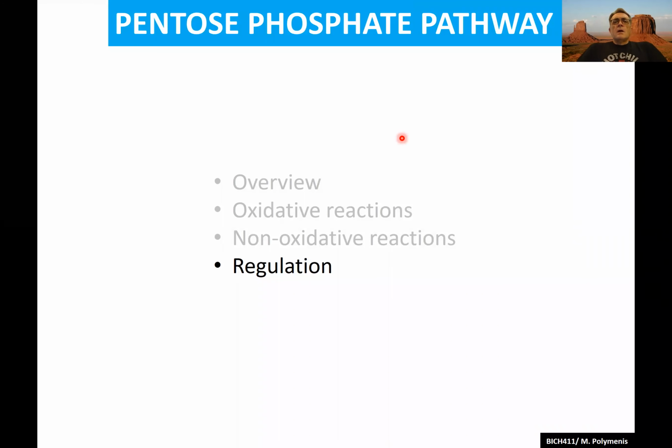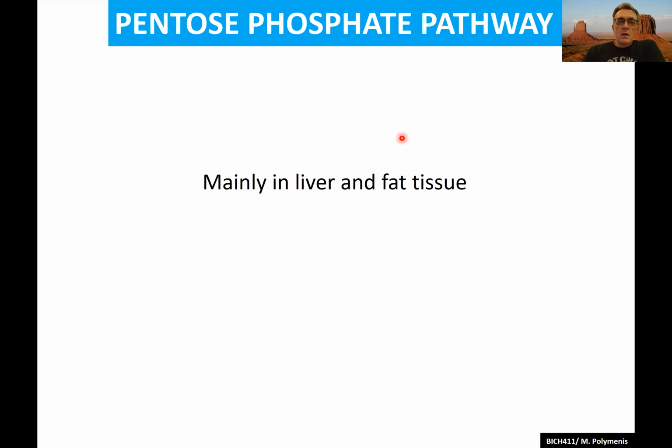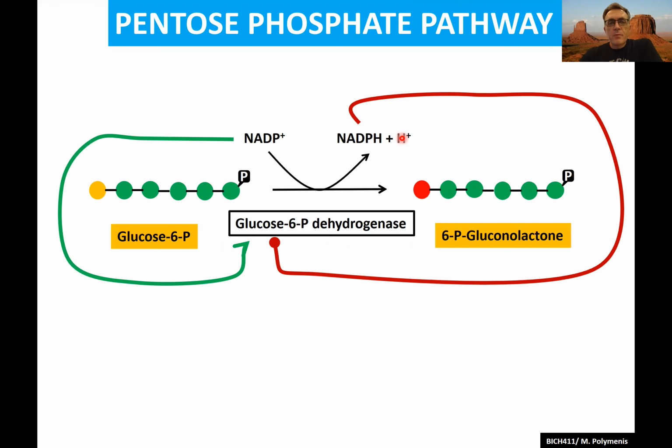Hi. Now we're going to talk about the regulation of the pentose phosphate pathway. I really like this pathway because, as you can see, it's extremely flexible, and you can adjust the output exactly how you want it, how the cell wants it. And so let's see how this happens. By the way, in people, most of the regulation happens in the liver and the fat tissue.